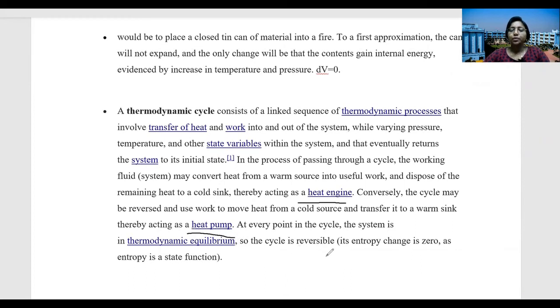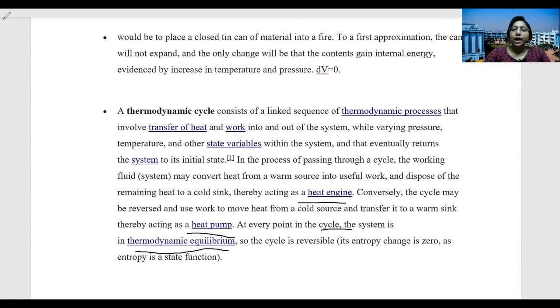So everywhere you will get the application of thermodynamics. If you consider our refrigerator, you will get the application of thermodynamics. So here the heat engine follows a path, and if it completes the complete cycle, that is called a cyclic process. At every point in the cycle, the system is in thermodynamic equilibrium. So the cycle is reversible. Its entropy change is zero, as entropy is a state function.